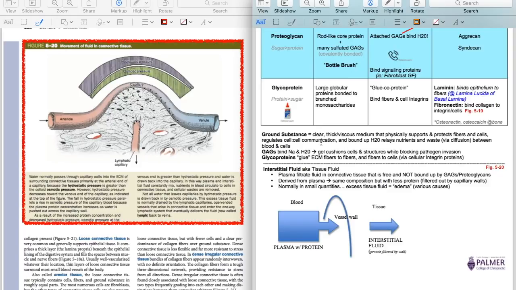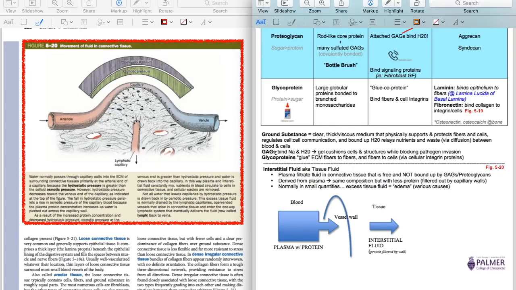Okay, ground substance, it's clear, but it's thick and more viscous than water. It physically supports cells and fibers within the extracellular matrix. It also regulates cell-to-cell communication. Nutrients can pass through and waste can get out slowly via diffusion. It's not just dead space. There is some transportation of materials through it. And also it does impede bacteria having access to cells and whatnot.